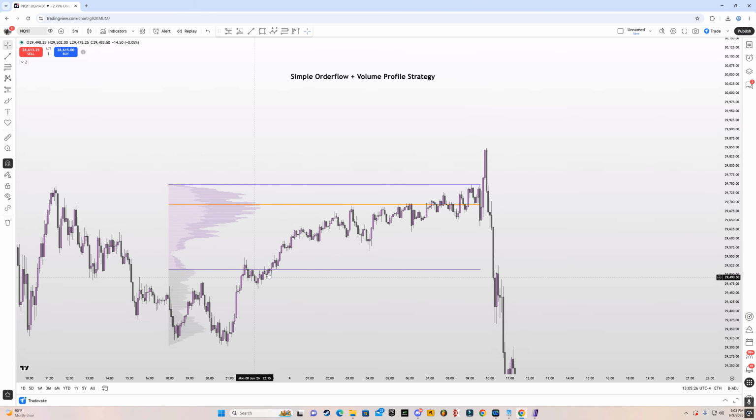So what exactly is a volume profile? Volume profile shows you where the volume was transacted, right? And where was the least amount of volume and where was the highest amount of volume.